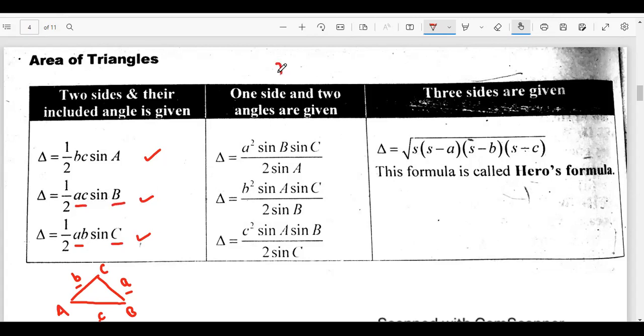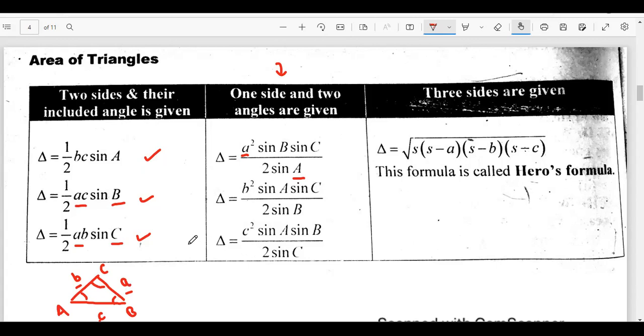Let's see what exactly we have here. Now, this is a different one. We have one side and two angles given. So we just have one side, but we have two angles. And if you have two angles, you can easily find the third one using the formula that the sum of angles in any triangle is 180 degrees. So in short, for the second one, you need all the three angles and one side. You can find the third angle easily, and with any side you can find the area.